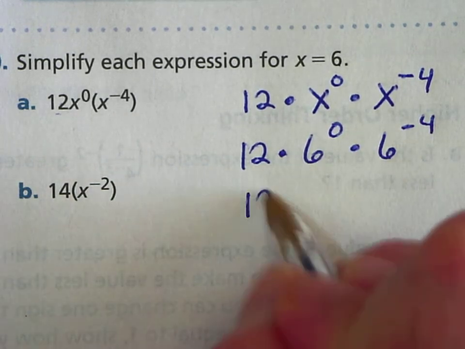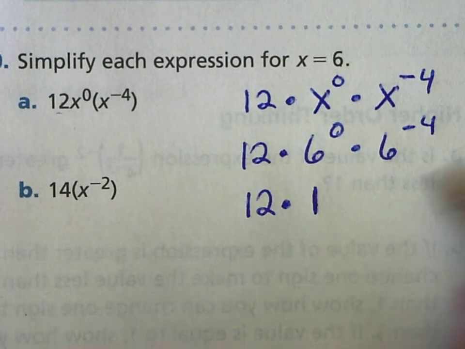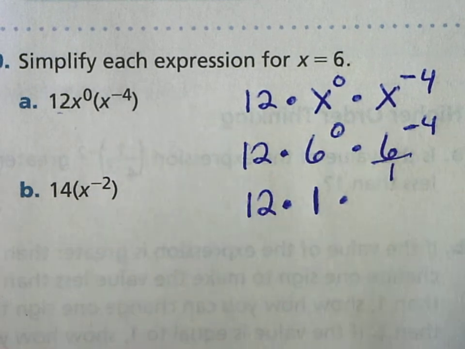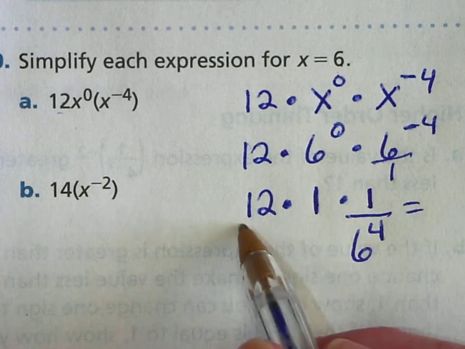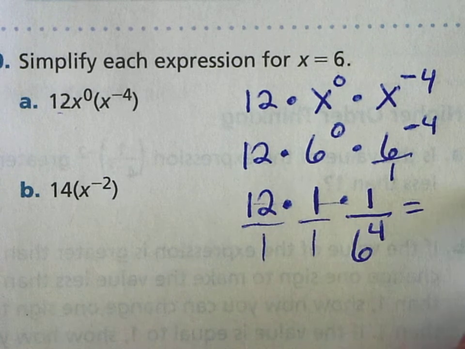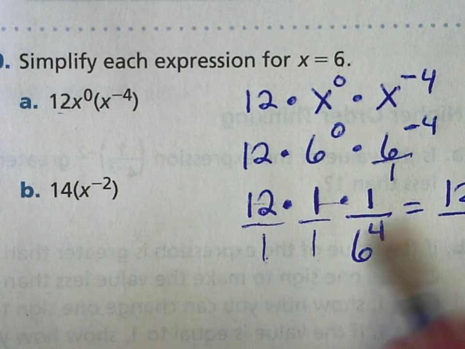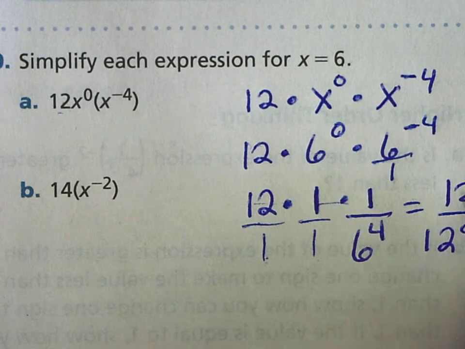Okay, so now you're going to bring the 12 down, times any number to the 0 power is 1. So now that's 12 times 1, times. Now you're going to make this a fraction and you're going to flip it because it has a negative exponent. So this is 1 over 6 to the 4th. Now you're going to multiply straight across. If these two were fractions, they'd have a 1 underneath. So multiply everything on top straight across. 12 times 1 times 1 is 12. And then everything on bottom. 1 times 1 is 1 times 6 times 6 times 6 times 6 is 1,296. And then you could actually reduce this and divide both of these by 12. So you'll get 1 over 108.